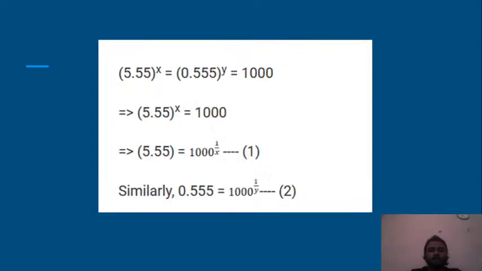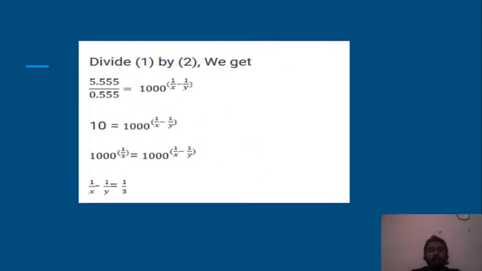Then what I do, I divide 1 by 2. Now a lot of people would think, why should we divide, and why are you only going for division? Because see, 5.555 and 0.555, you can see that if you divide them the answer is going to be 10. And how do I know that?